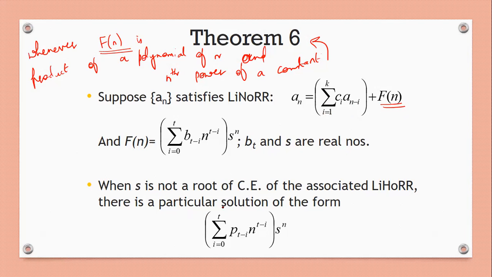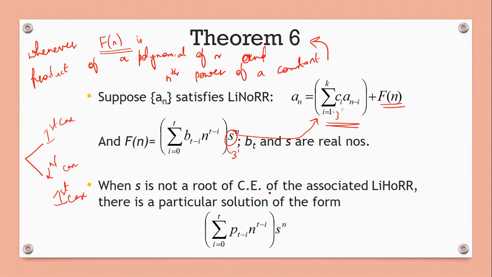The particular solution should be, now here we have two scenarios. Suppose this s, which is some real number, is a root of this equation. Suppose we have 3 over here and 3 is a root; for this equation we generally find the roots. If 3 is the root, then we have the second case, and when s is not a root, then we have the first case. So when s is not a root of the characteristic equation, this is the first case.